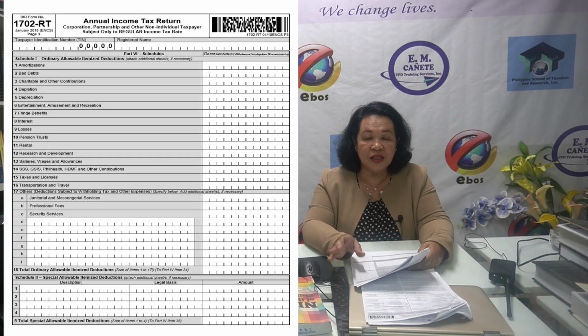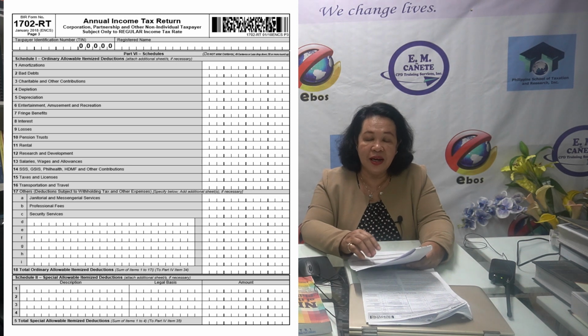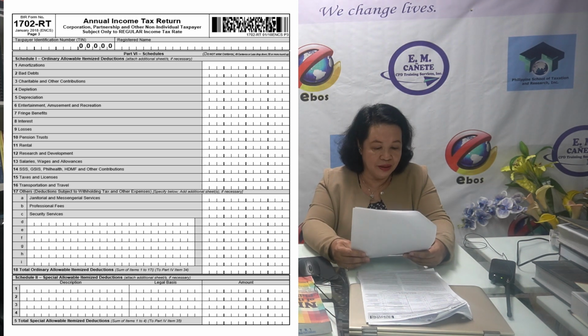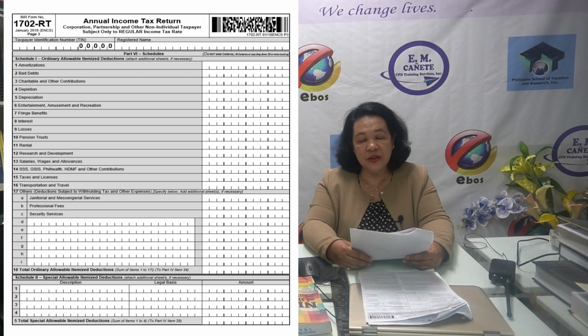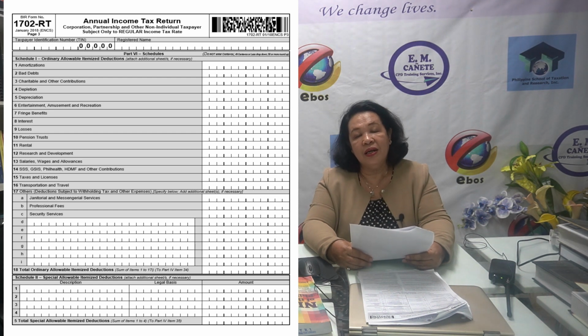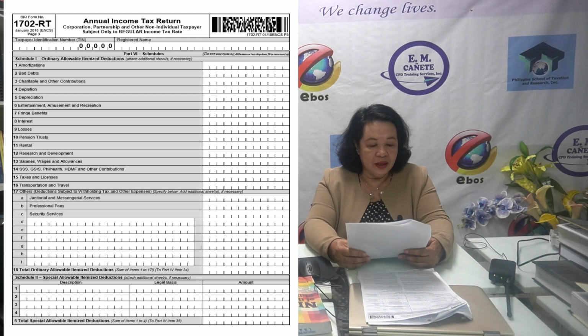Why? Because that will be charged to your retained earnings. For purposes of computing the tax, penalties for taxes and licenses should not be included. Number 16, transportation and travel. Transportation and travel should be related to business. Okay. Number 17, other deductions subject to withholding tax and other expenses.